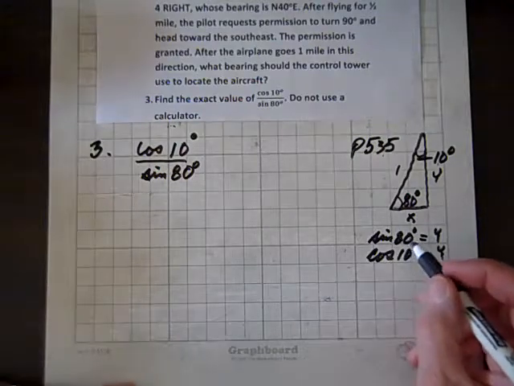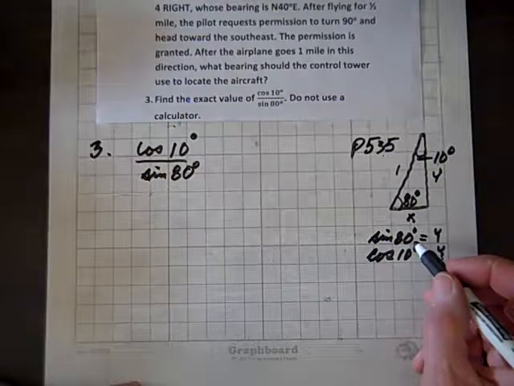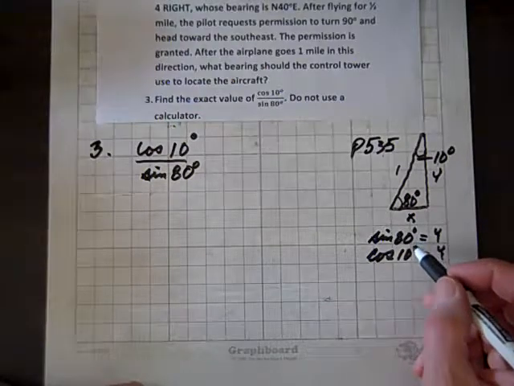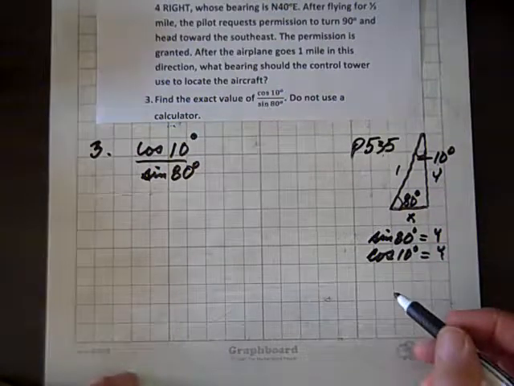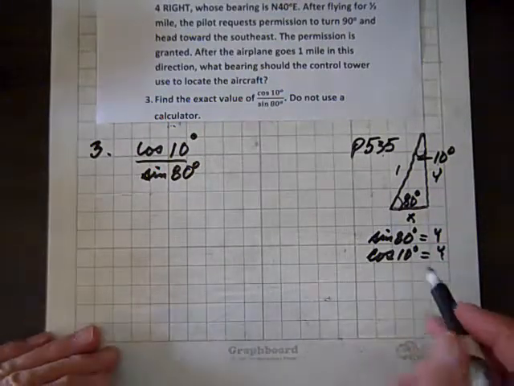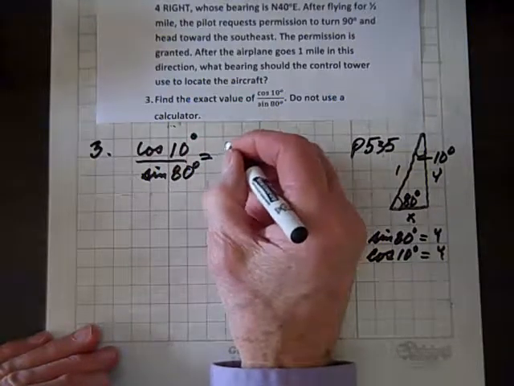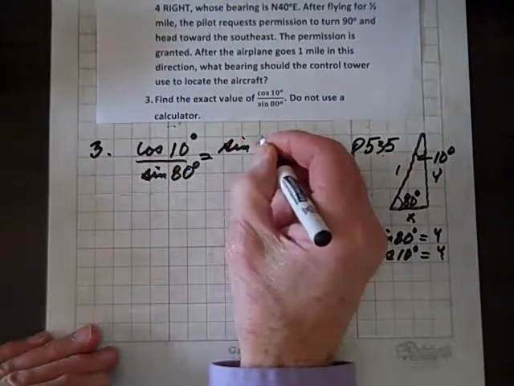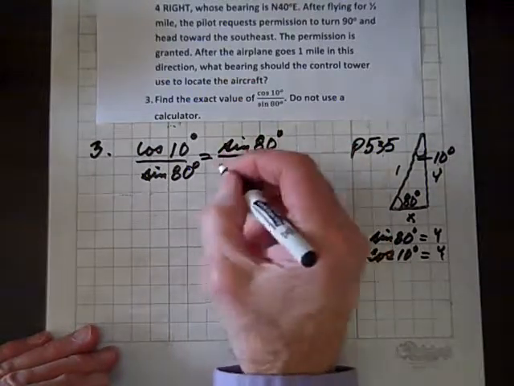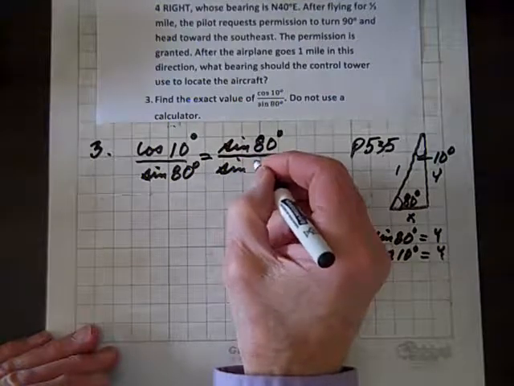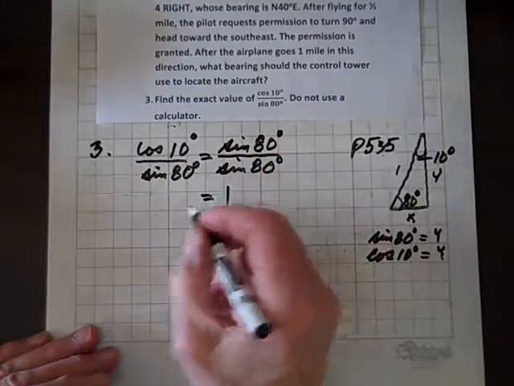Say, what this shows is what's stated on page 535, that cofunctions of complementary angles are equal. These angles are complementary. The sum of the two angles is 90 degrees. So now we can replace cosine of 10 degrees with sine of 80 degrees divided by sine of 80 degrees, and that just equals 1, and we're done.